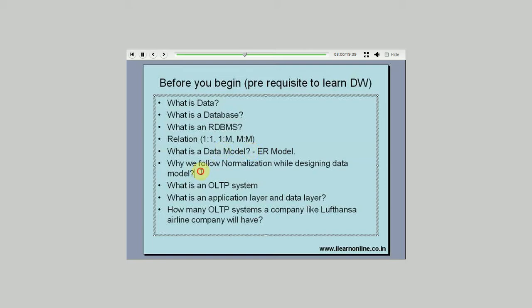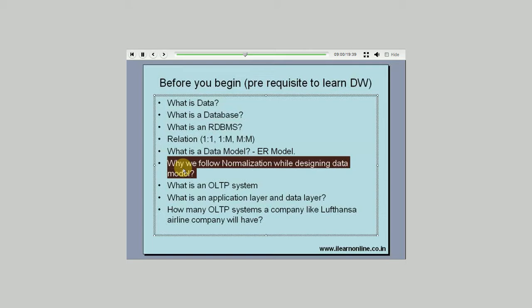Now think about the next question. Why do we follow normalization while designing the model? If you take a brief look at what normalization is, normalization is a process through which we identify the redundant data and remove it. By removing the redundant data, what is the advantage we get? We basically save space. That is one of the advantages.